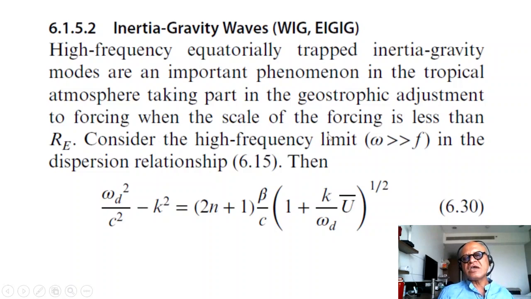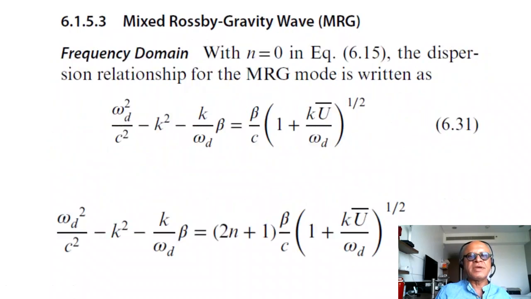So consider the high frequency limit, where the frequency of the wave is much larger than the inertial frequency of the Coriolis in the dispersion relation that we looked at before. Then we get this relation, which is rewritten in terms of the dependency on meridional mode and the background state or the basic state.